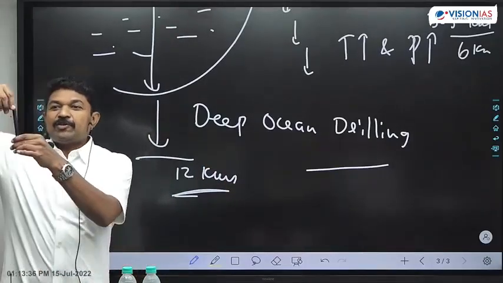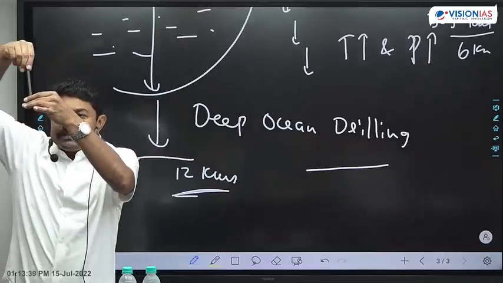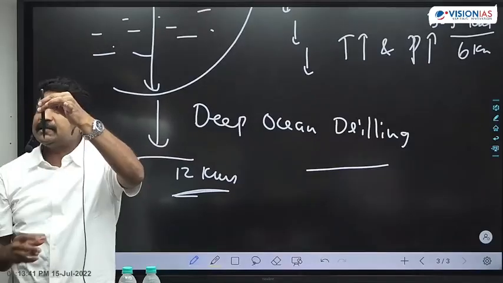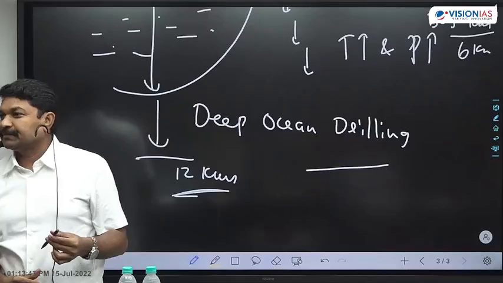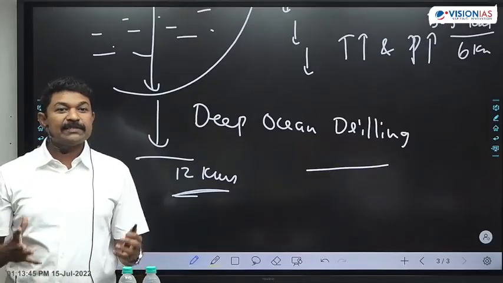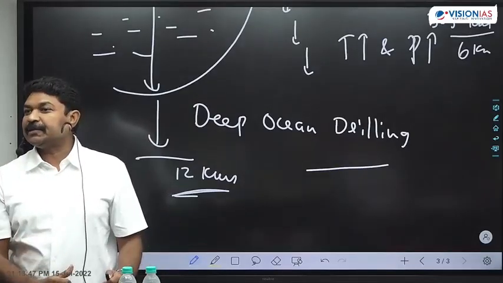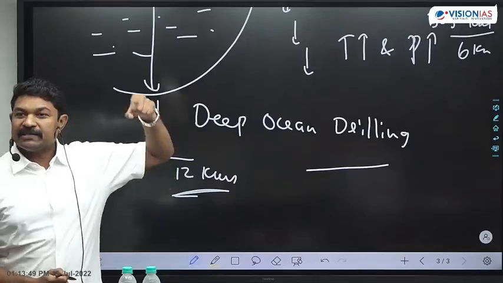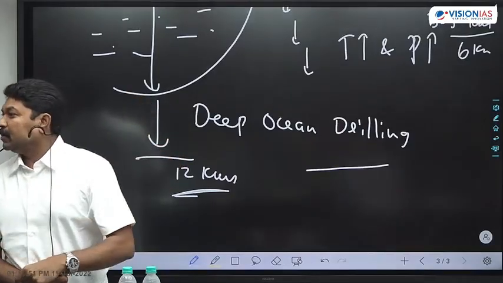Even if the instruments are made so strong and are penetrated deep into the inner layers, they are getting melted. That is the condition. Because of such a great temperature and such a great pressure, man is unable to send instruments beyond 12 kilometers.